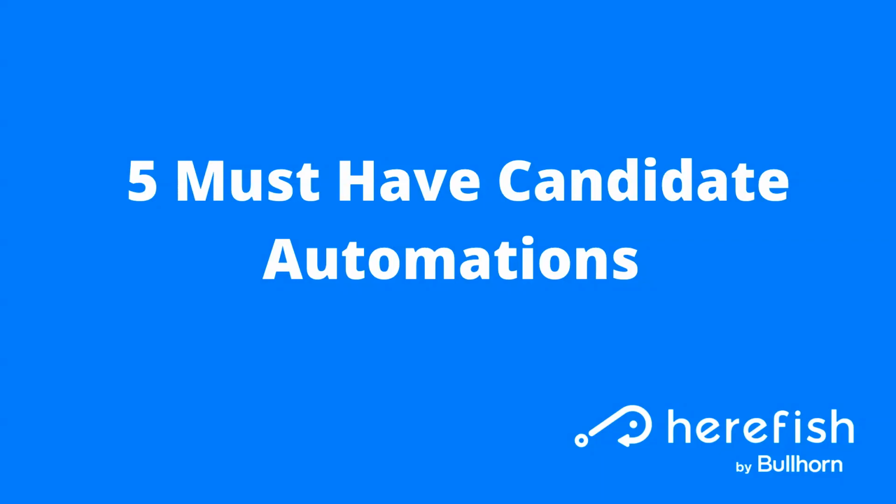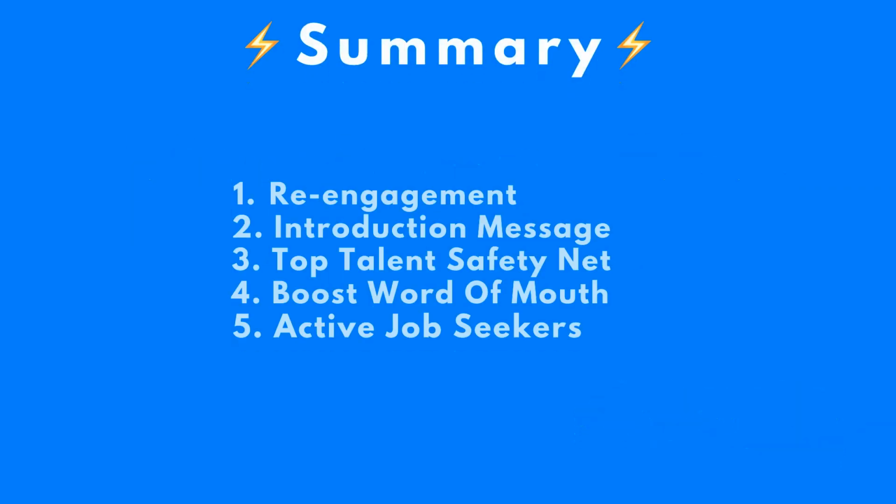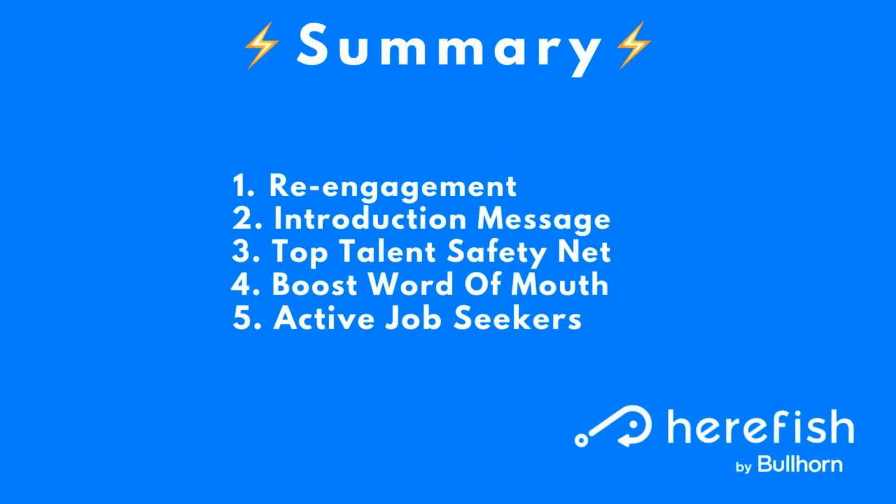5 must-have candidate automations. Let's get into it. Just to provide a little summary of where we're going here, the 5 we're going to talk about are re-engagement, introduction message and campaign, a top talent safety net, campaign to boost word of mouth, and active job seekers. That's the summary. We're going to get into each of these in a little bit of detail, give you an idea of what can be done.